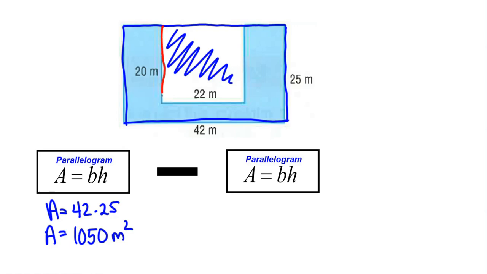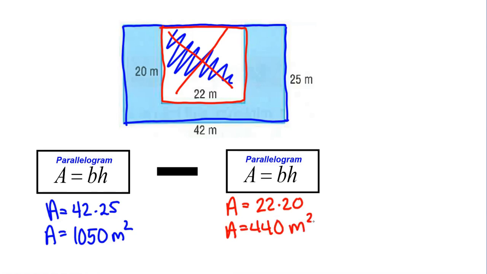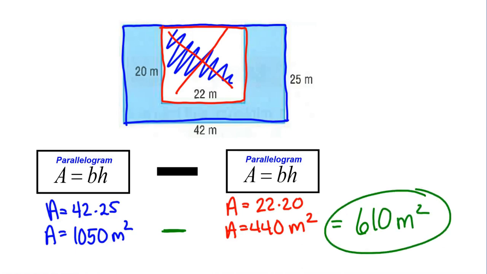So now what I want to do is find the area of this rectangle inside, and then I'm going to subtract it or take it out or remove it. So the area of that rectangle, that's a 22 by 20 rectangle. So 22 times 20 is 440 square meters. So now what I want to do is not add these together, but actually subtract one from the other one. I'm going to take the 440 square meters out of the larger rectangle, and that gives me an area of 610 square meters. So that's the area of all that blue shaded space, is 610 square meters.